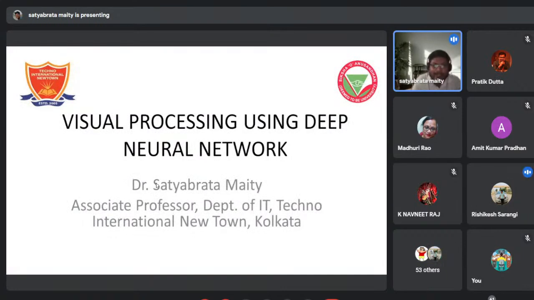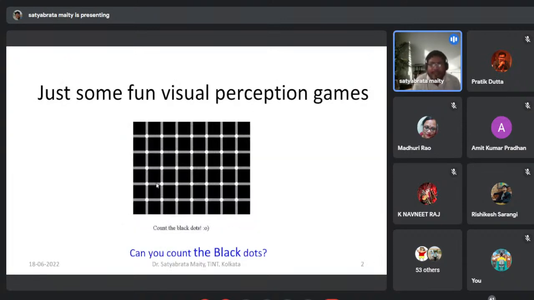So, I would like to lecture on visual processing using deep neural network. My introduction is already done, so I am not going into the details of that. Before going to the topic, I would like to tell you a few things. First, let's have a game. Can you please count the black dots in this image?